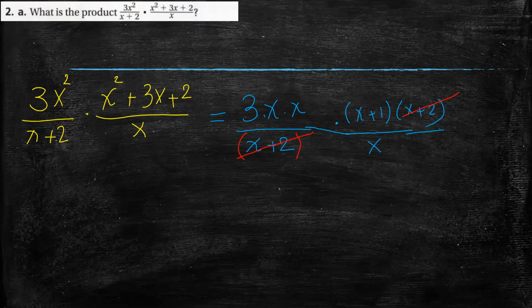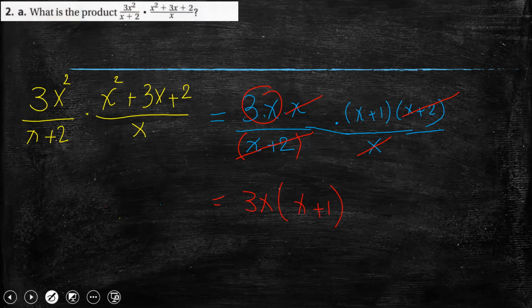Now, here, can I cancel x with something in the numerator? Yes, x with x. So I cancel it now. So what did we have? We have 3x times x plus 1. Bravo, that's it. Is it clear? Yes. Okay.